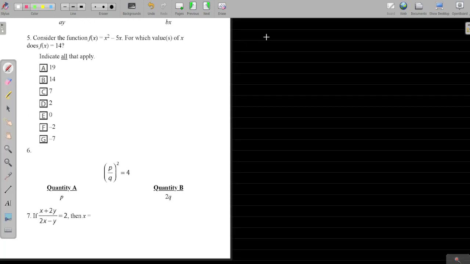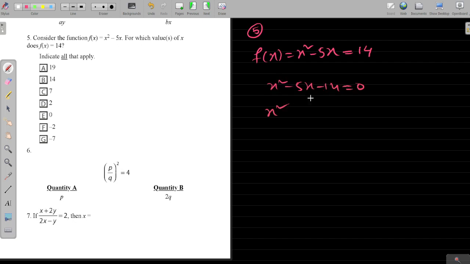Question number 5: consider the function f(x) = x² - 5x. For what values of x is f(x) = 14? So this equals 14, right? So x² - 5x - 14 = 0. Now 14 means 7 multiplied by 2, so x² - 7x + 2x - 14 = 0.